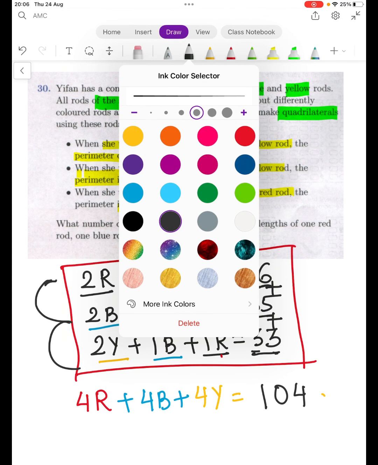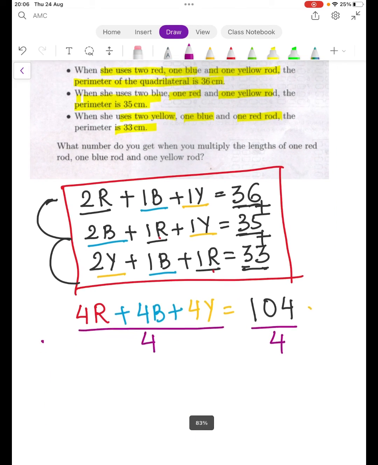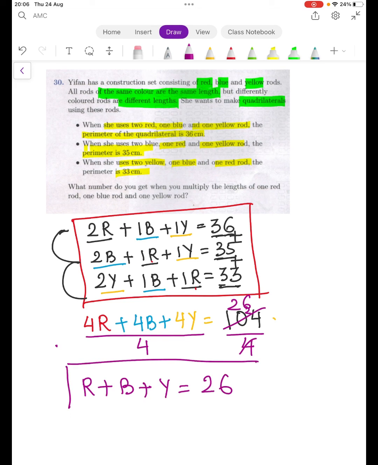Now from here we can divide the whole left hand side by 4 and the right hand side by 4. Let me move it up. So this becomes red plus blue plus yellow is 26. All right, this is the equation that we have been looking for, and this is our savior equation. Let's have a look at how this equation can help us get the answer.